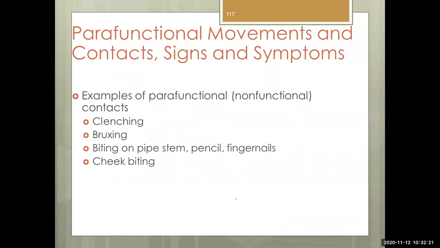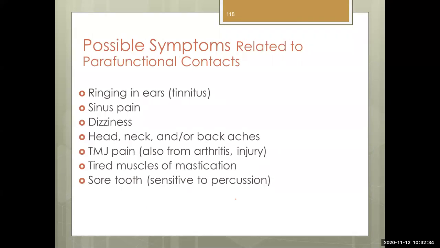Parafunctional habits, you're going to be talking to your patient about, okay, do they have any? Are they clenching? Are they grinding? Are they biting their nails? What is a parafunctional habit? It's anything outside of the normal range of function. We want to know this because it can be putting stress on the temporomandibular joint. It can be creating wear facets, which is also going to create interference in that vertical dimension.